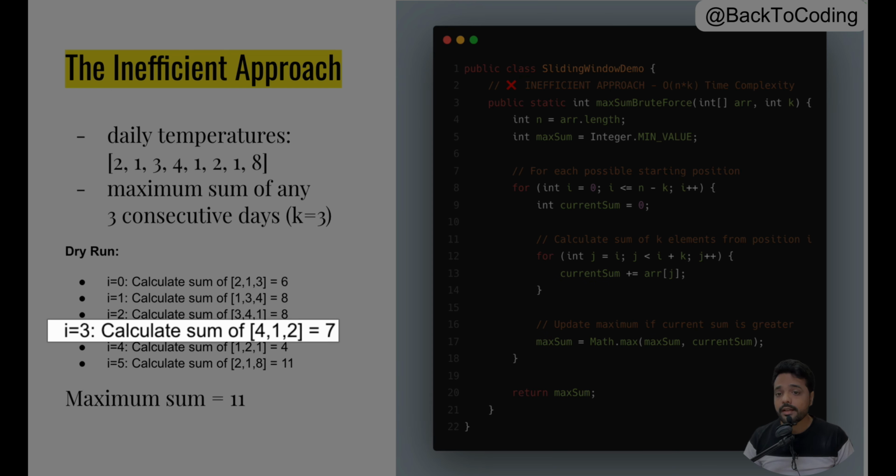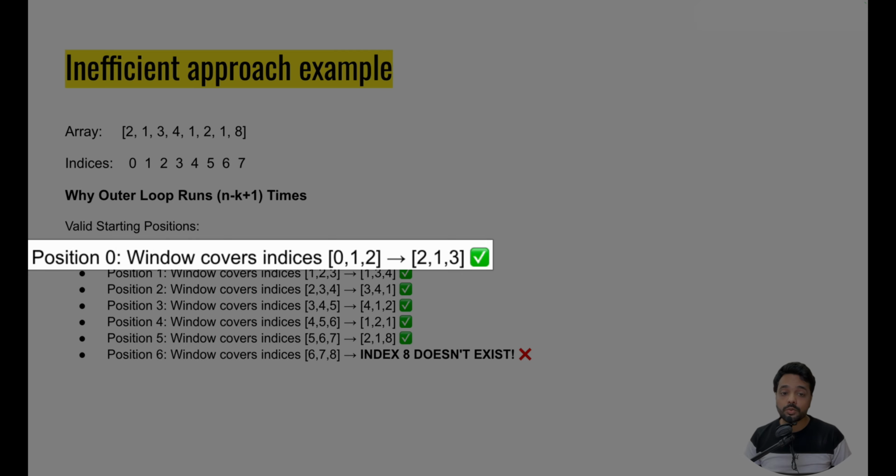Let me break this down step by step. The outer loop runs n minus k plus 1 times. Let's use our example. Here the array length is n equals 8 and window size is k equals 3. The question to ask is, how many different starting positions can we have for our window? Let's see them. We can have position 0. Here the window covers indices 0, 1, 2. Their values are 2, 1, 3.